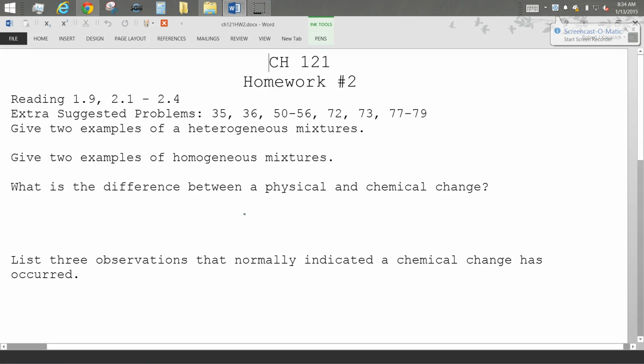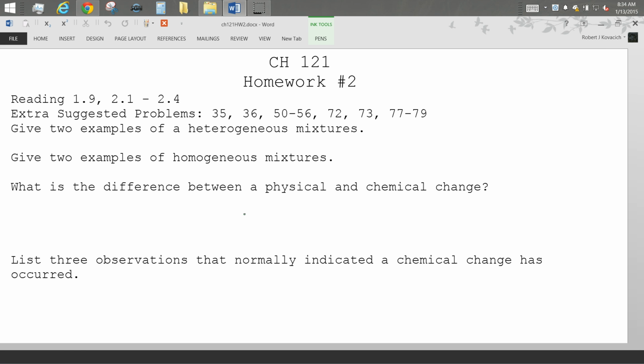So can I get an example for a heterogeneous mixture? Anybody? Yeah, sure. Oatmeal looks good. Doesn't look the same all the way through, right? It's got oats and not oats and raisins and other stuff. How about another one? Sure, okay, cottage cheese.